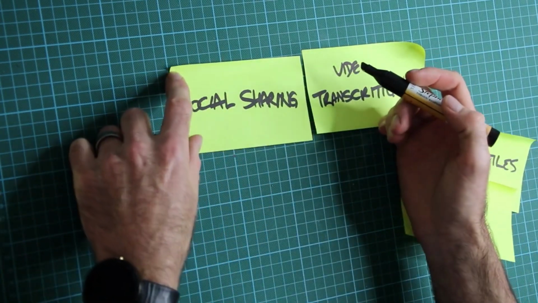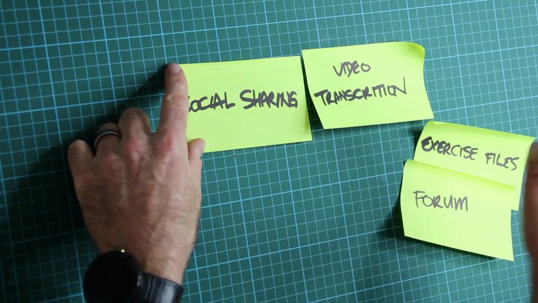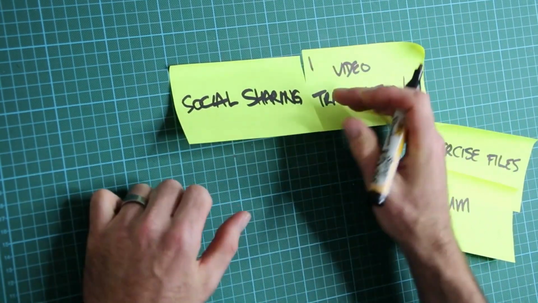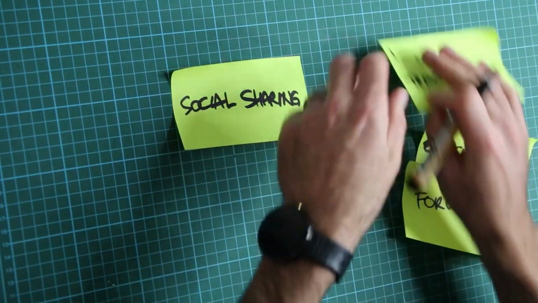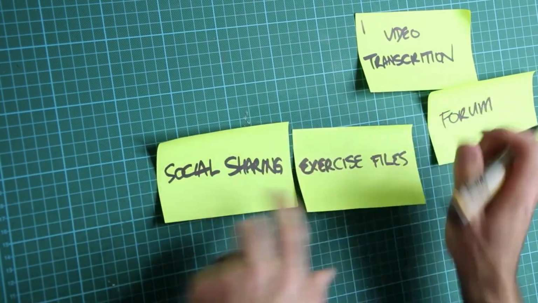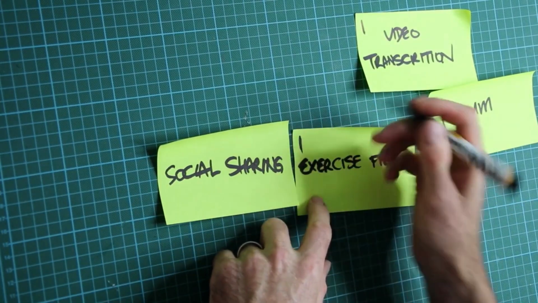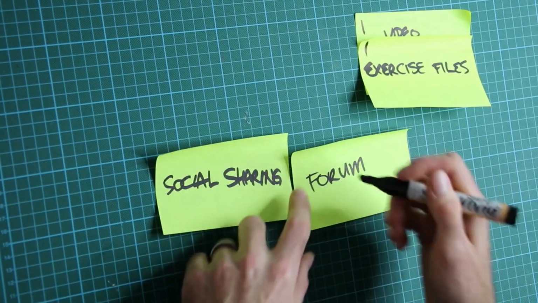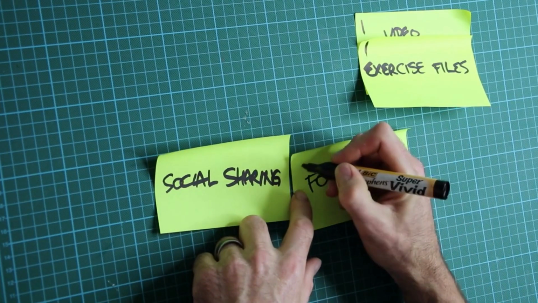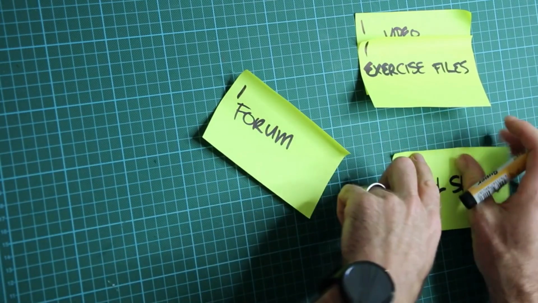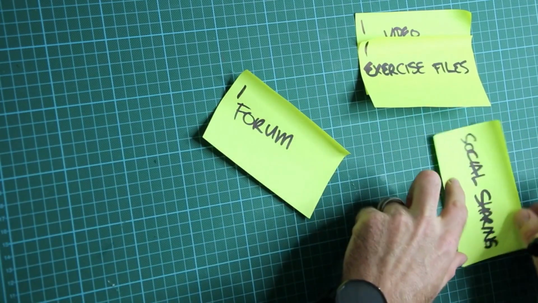So the long story short is you compare these two, and I think video transcription is more important than social sharing, the social sharing button. So I put that over there. Now you versus you. Downloadable exercise files, I like more than social sharing. Great. Forum versus social sharing. I think the forum is still more important, even though that's quick. Poor old social sharing's done. You sit over there and he does nothing else now.